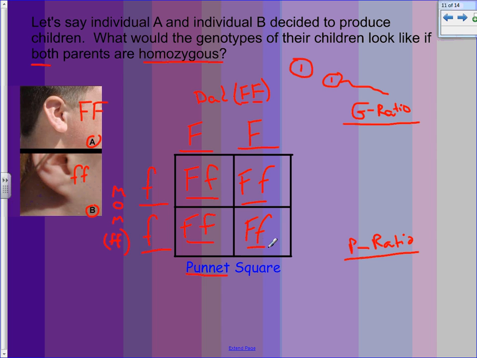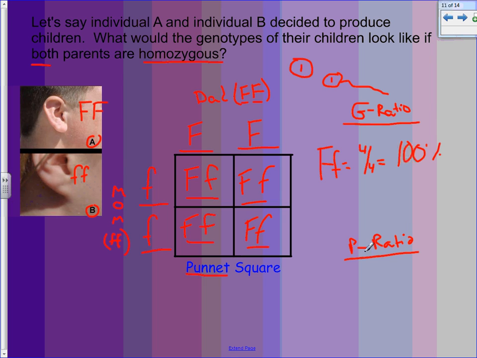The phenotype ratio we get from the genotype. So big F, little f, think about that. If that's dominant, they're going to have free earlobes or detached. And again, 4 out of 4 of them are going to have that, which would be 100%. The nice thing about doing percentages is, let's say that this couple had 30 kids.